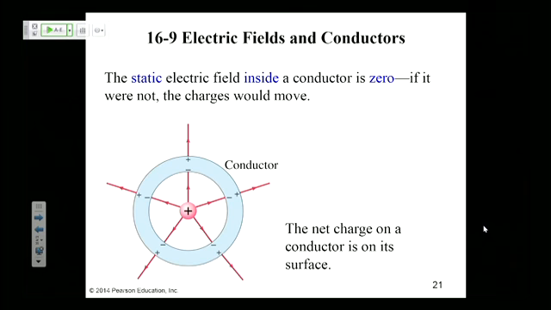Now, think of a conducting shell. Think of a metallic shell, as you see in this figure, and at the center, you have a monopole. You have a positive charge. What will happen? Field lines will start at the surface of the charge in all directions.